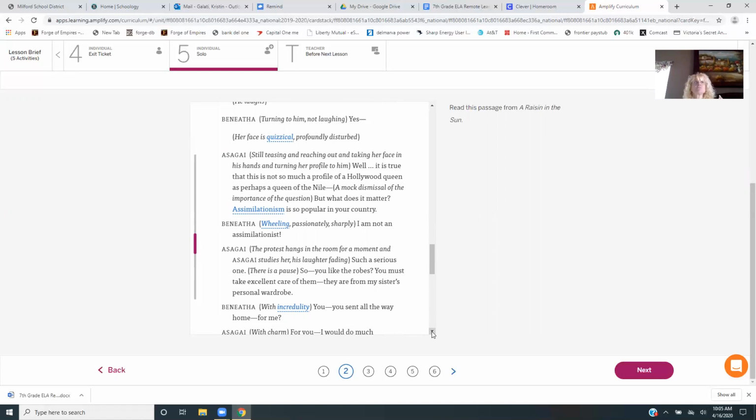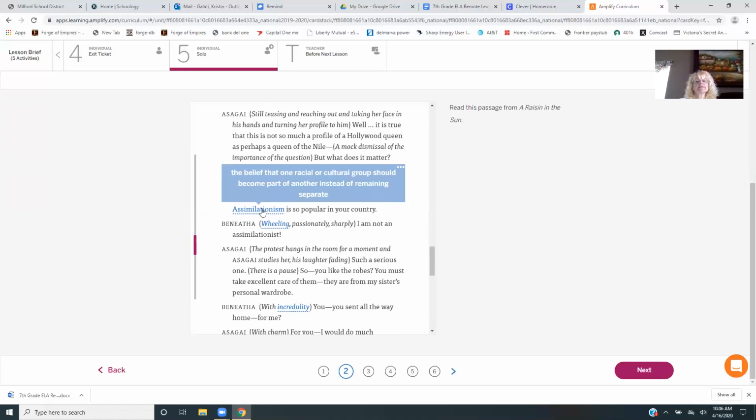And assimilationism, obviously, if you click on that, it will tell you what it means. And it says the belief that one racial or cultural group should become part of another instead of remaining separate. So you have to assimilate all the ways of the culture that you move into.